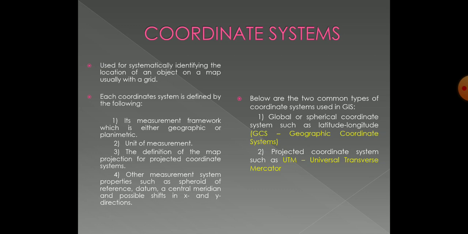Unit of the measurement, and then the definition of the map projection for projected coordinate system, and other measurement system properties, such as spheroid of the reference, the datum or central meridian, and possible shift in x and y directions. So here are the two common types of coordinate system used in GIS: global or spherical coordinate system, and then the other one is the projected coordinate system, such as UTM, Universal Transverse Mercator.